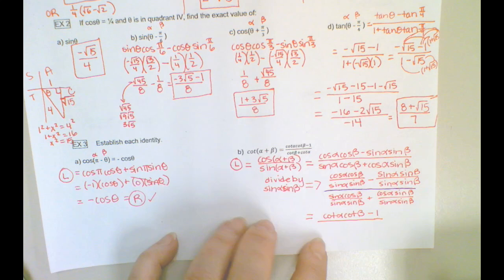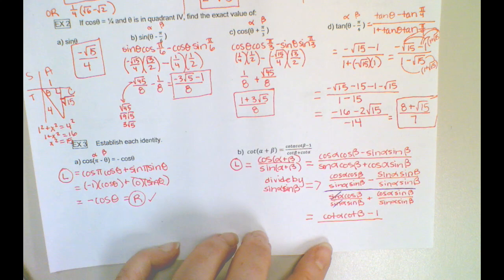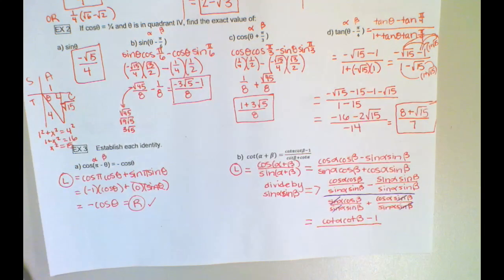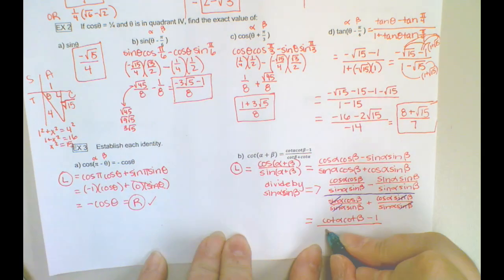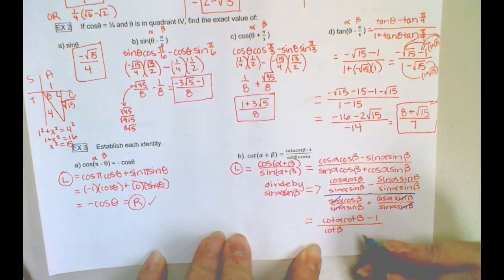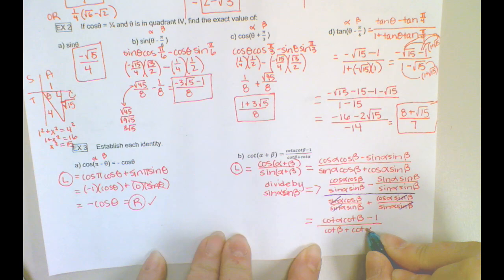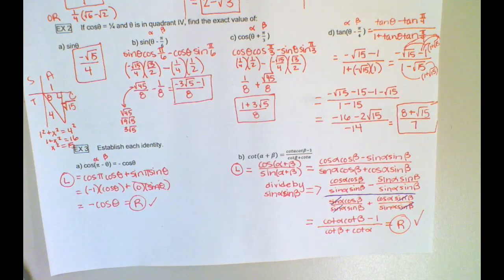In the denominator, notice that I've got things that cancel. Those cancel, and those cancel. So now I've got cosine beta over sine beta, which is cotangent beta, and cosine alpha over sine alpha, which is cotangent alpha. So that now is exactly what is on my right side. So, new strategy: divide all the terms by the same expression in order to manipulate it into what you need.